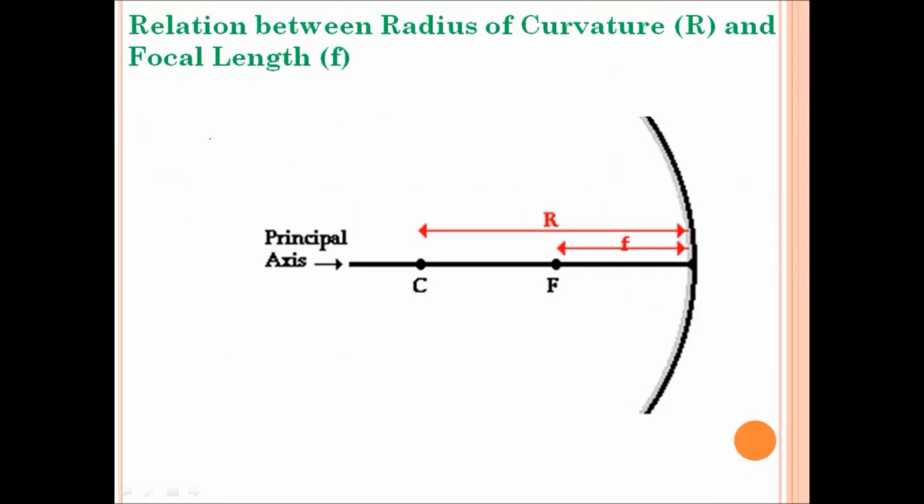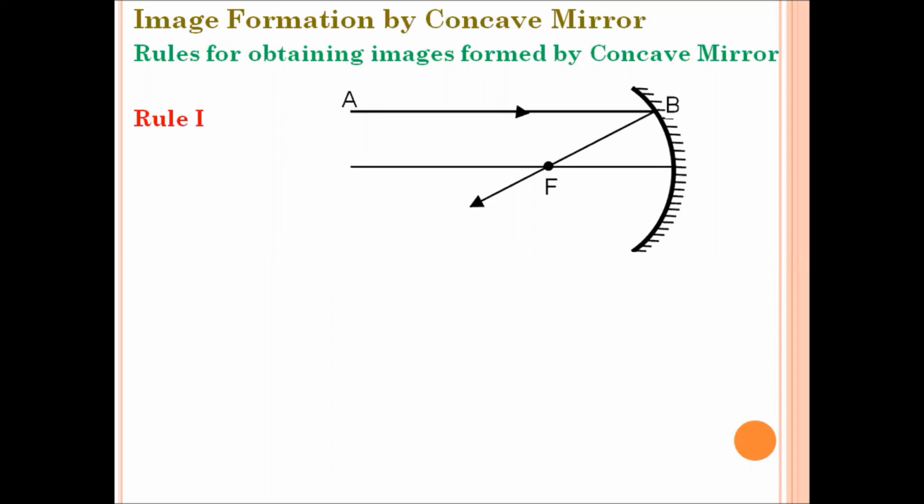Relation between radius of curvature and focal length. It has been found that the focal length small f is equal to half of the radius of curvature. Next we have image formation by concave mirror.